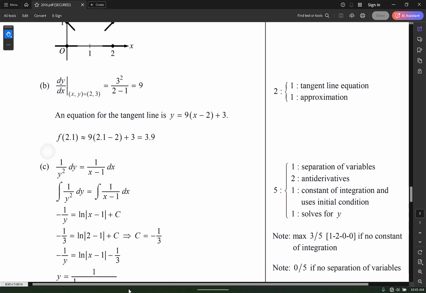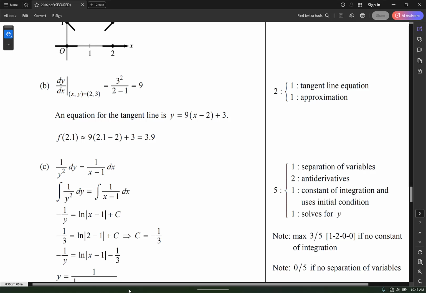Letter C, look how many points: 5. Let's see how they break it down. 1 point for separation of variables, so just separating the variables, they give you a point. Then 2 points for the antiderivatives, probably 1 and 1. The antiderivative of 1 over y squared is negative 1 over y, and then 1 point for the antiderivative of 1 over x minus 1, which is ln of x minus 1, plus c.